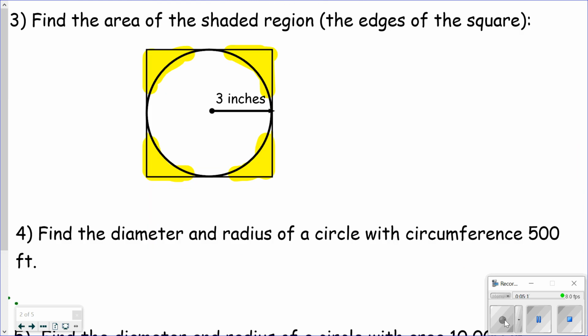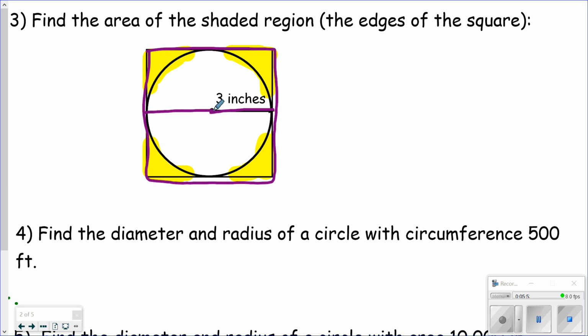For question number 3, we want to find the area of the shaded region, and we know that the edges of the figure make a square. All right, so we first need to figure out what is the area of the entire large figure. And if we look closely, we see that the large figure would be this square. Well, we don't know the sides of the square. There's no information here. But what we do know is that the radius of this circle is 3. If the radius is 3, that means that the diameter would be 6.